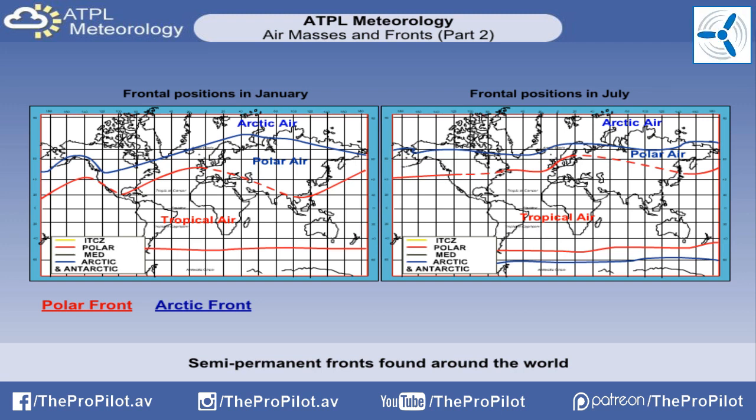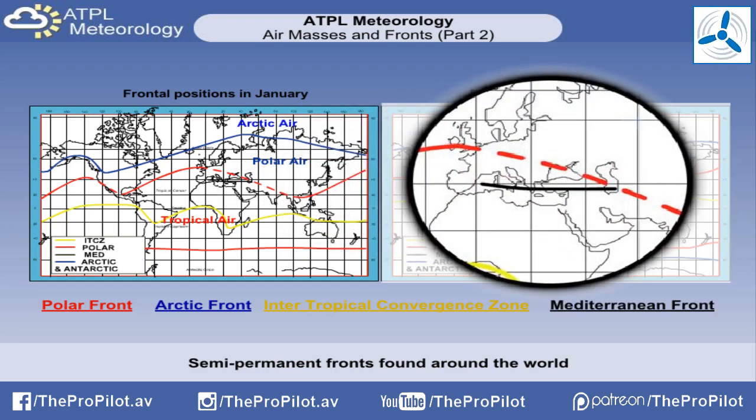This is the boundary between cold polar air and the very cold Arctic air, sometimes reaching temperate latitudes in the winter months. And thirdly, the ITCZ, or Intertropical Convergence Zone, which is the confluence between the northeast and southeast trade wind regimes. In addition to the three main fronts, in the northern hemisphere winter, a boundary can also be identified lying over the Mediterranean Sea, approximately east to west. This is called the Mediterranean front.